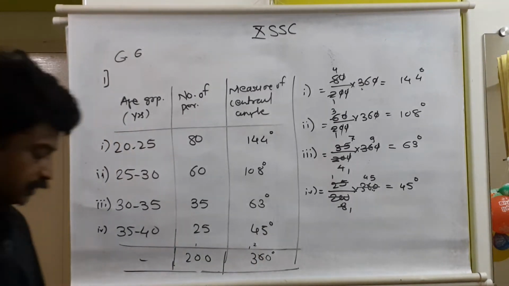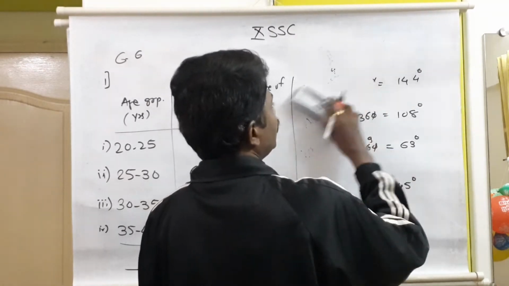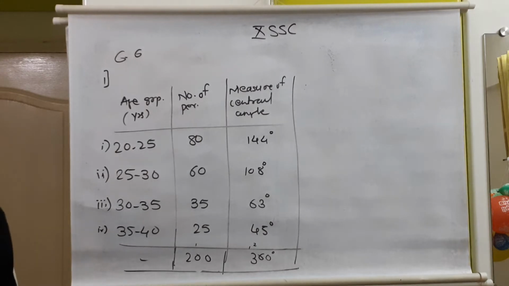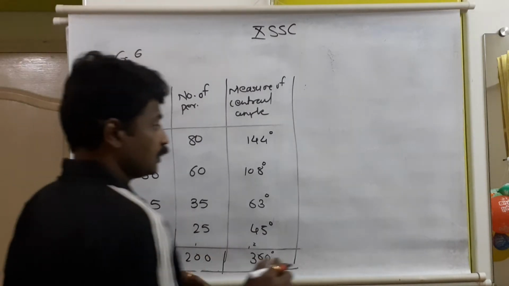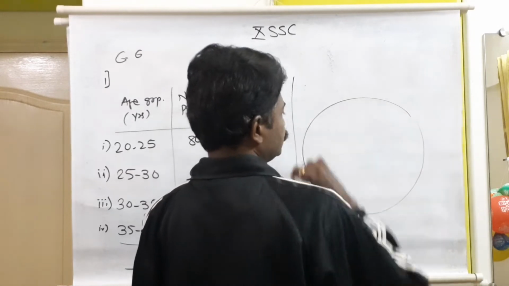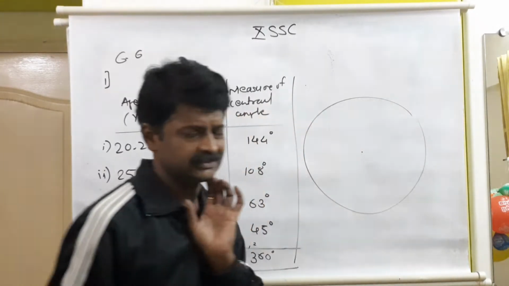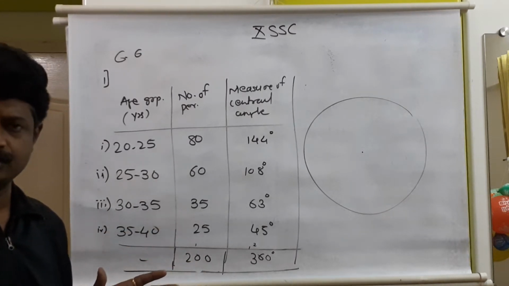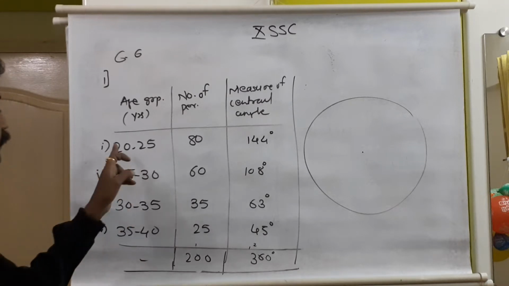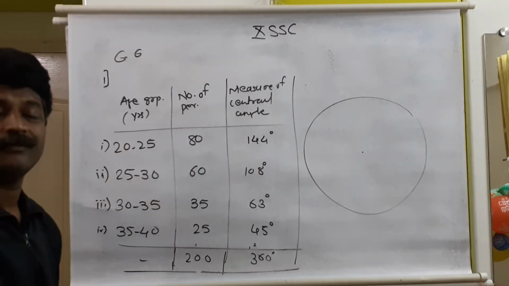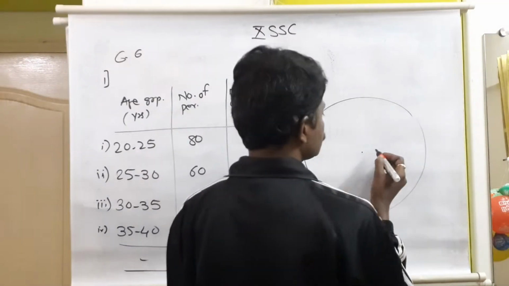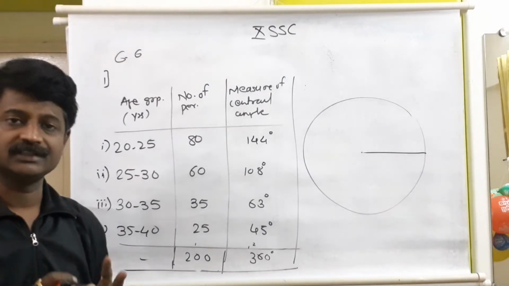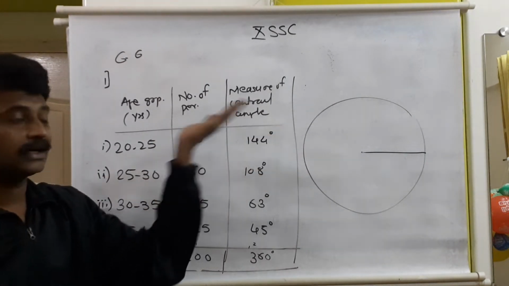Now let us continue with the pie diagram for question number 1 of 6.6. First, draw a circle with any radius. A suitable circle with any radius. It is not necessary that a particular radius has to be used. It depends on the page available with you. Now for the first class, 20 to 25 age group, 144 degree. So first draw anywhere one radius in the space available in the circle. From here we will start our pie diagram.